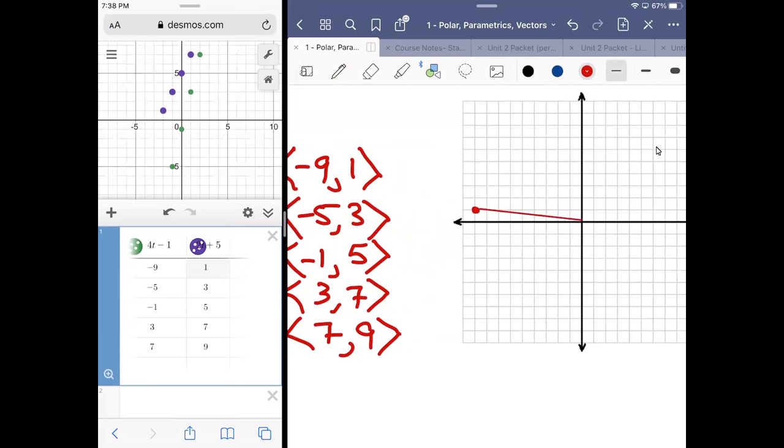So -9, 1, corresponding vector. All right. Then -5, 3, 1, 2. I'll plot the points all first, and then I'll get into the vectors. So these would all have to be there.